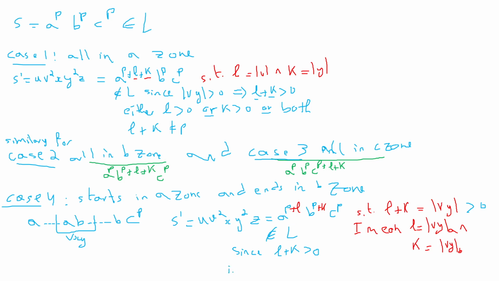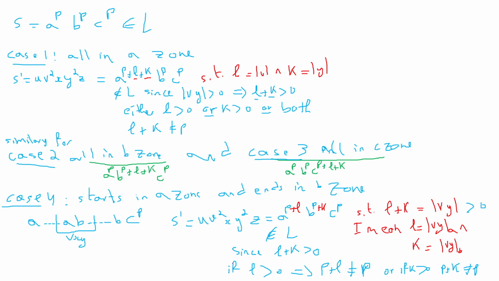Well, if L is strictly positive, that means P plus L does not equal P. So I have now a different number of A's than C's. It ruins it. Or similarly for K. If K is strictly positive, then as well, P plus K will be ruined with P. All right. So this is everything we have here.